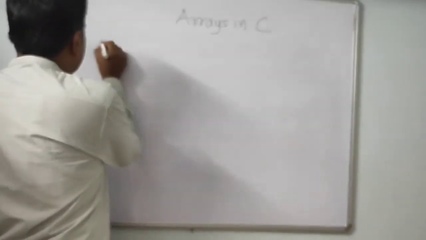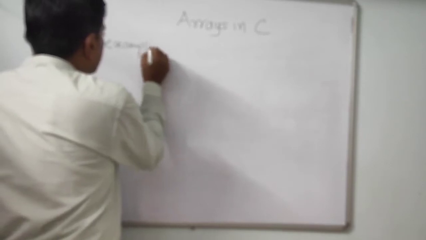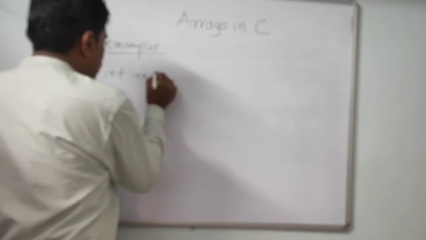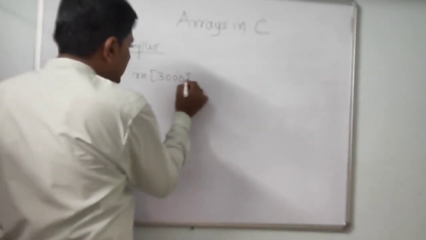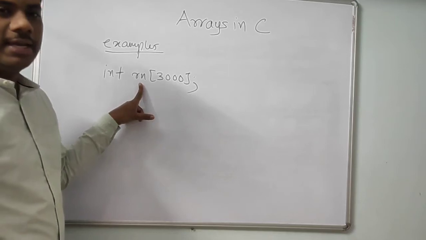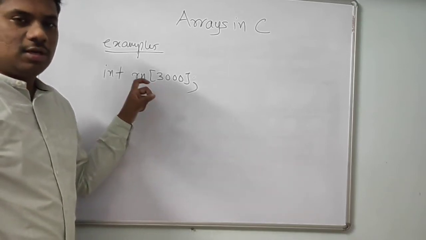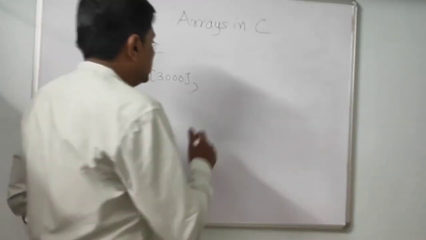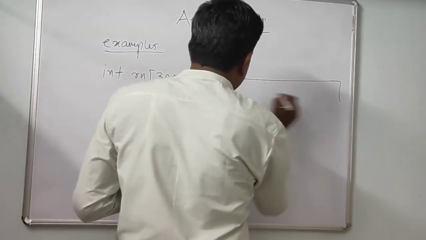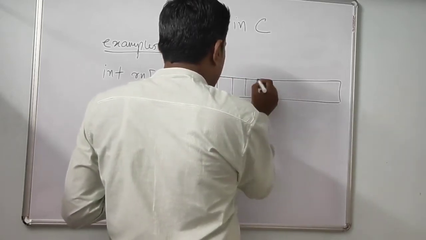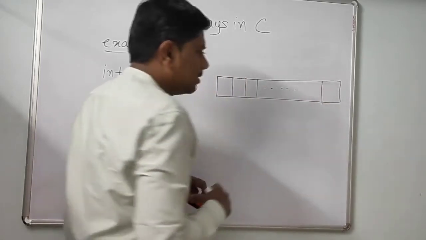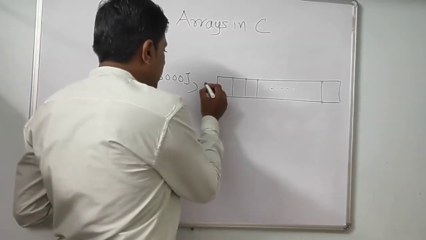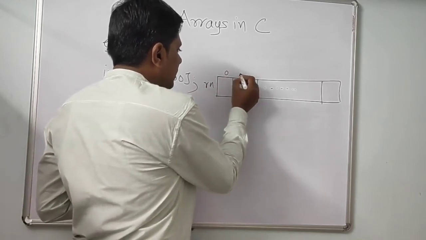Now let's take some examples of array. Suppose I want to store roll numbers of 3000 students. So see, I am taking one array with size 3000. So I can store a maximum of 3000 roll numbers in this array. In this case, the compiler will reserve continuous 3000 blocks for this array. What is the name of the array? Roll number. And these are the indices.